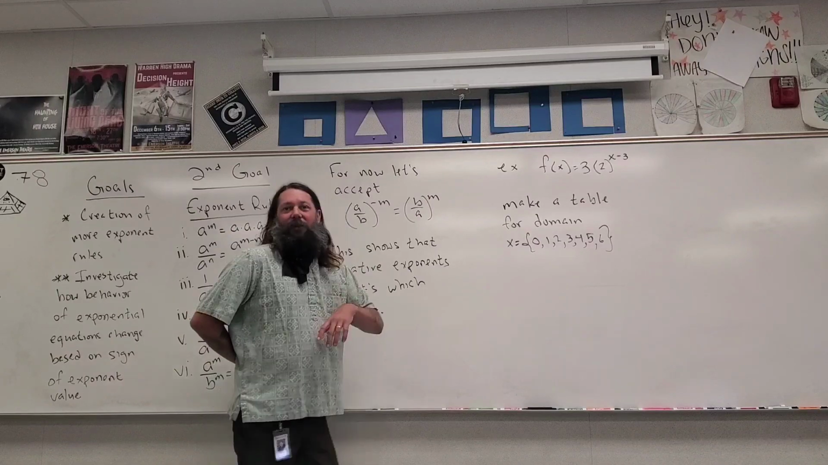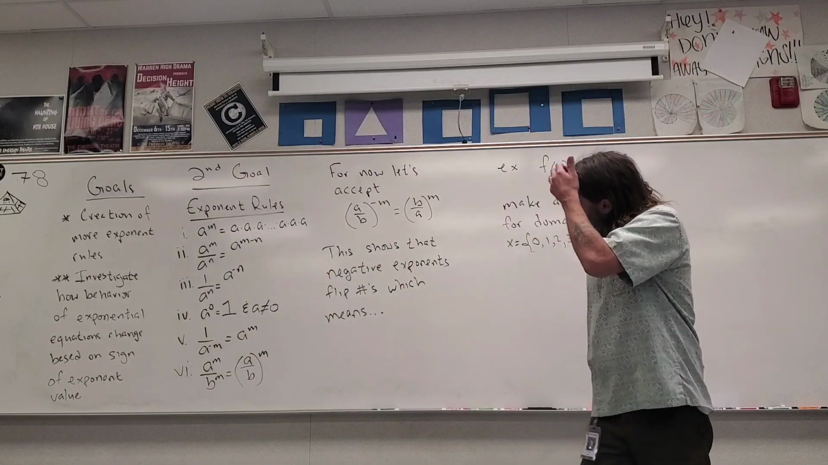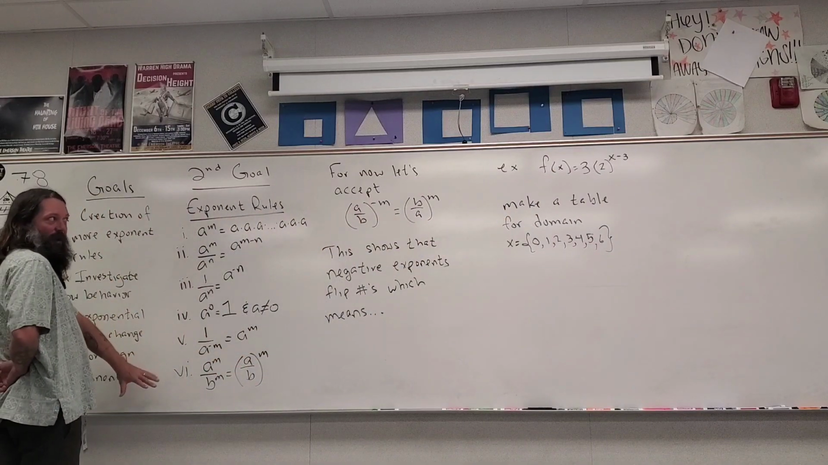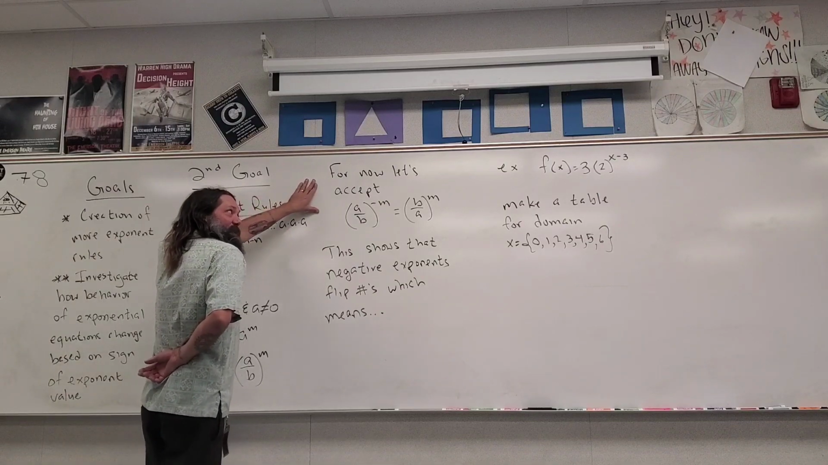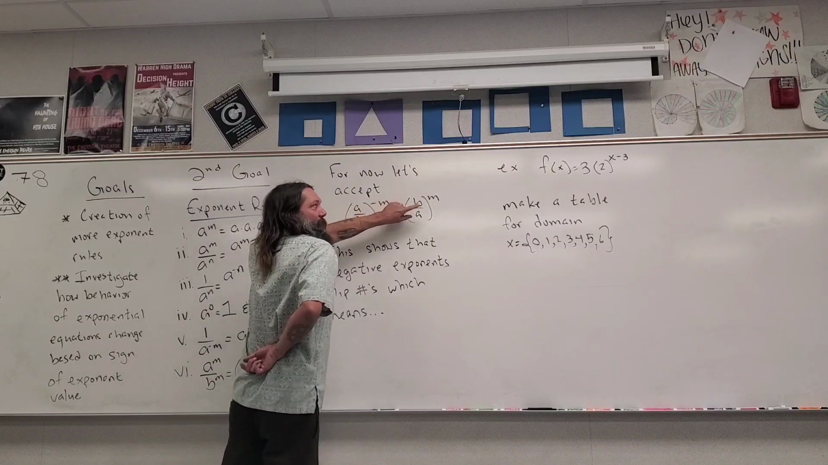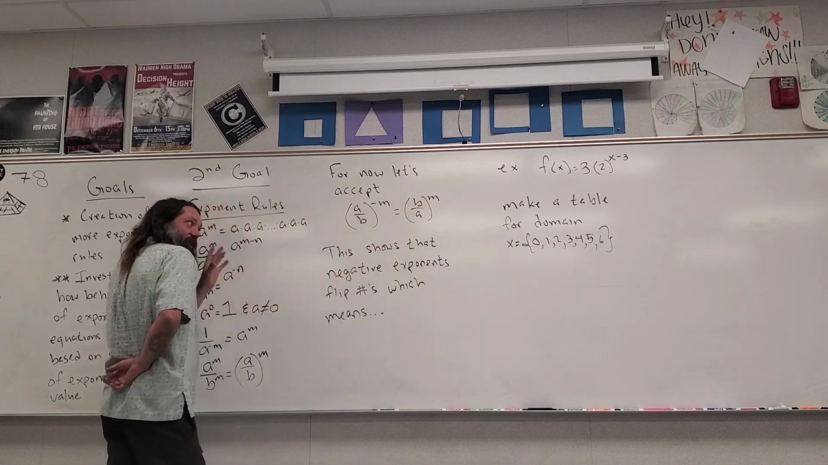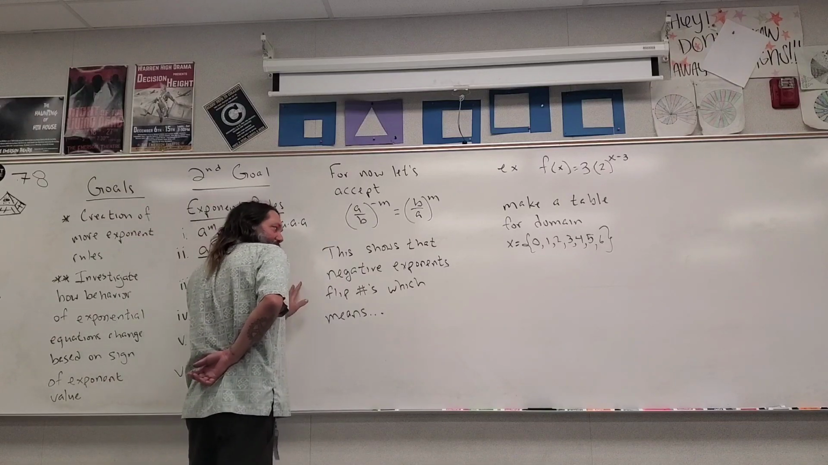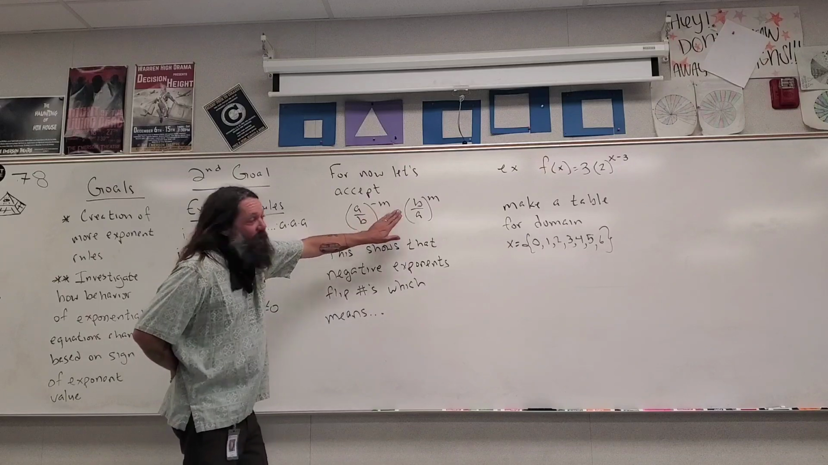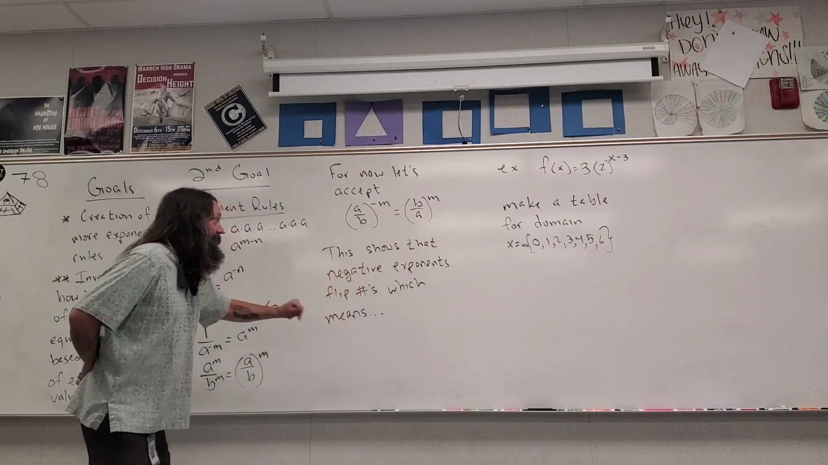I'm back. So we're on to goal 2 for this lesson, and what I've done is I've written out the exponent rules that we have. Make sure you have this somewhere in your notes that you can always find. And right now I'd like to accept the following rule. a over b to the negative n power becomes b over a to the positive n power. And what that means is this shows that negative exponents flip numbers. Let me remind you what our goal is. We're going to investigate how the behavior of exponential equations changes based on the sign of the exponent value. And so I have a negative exponent and I have a positive exponent. So let's go back and answer this question.